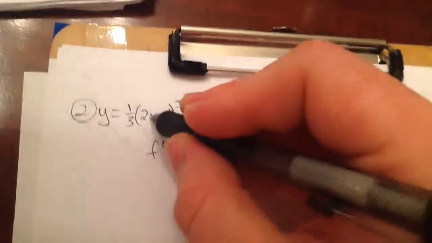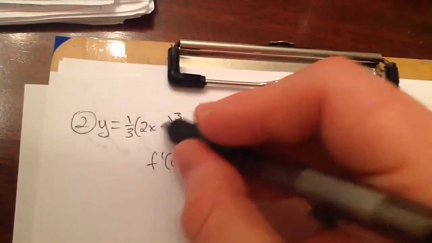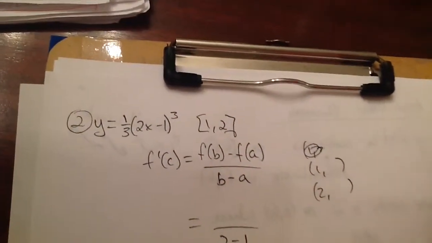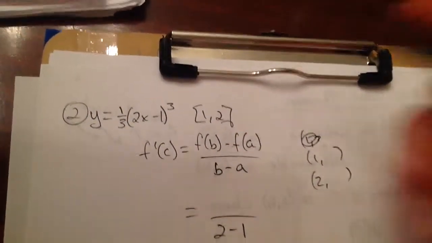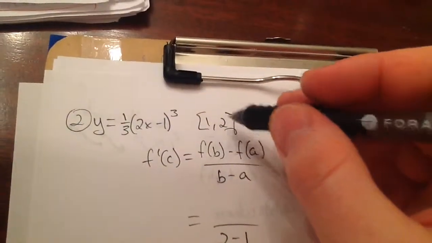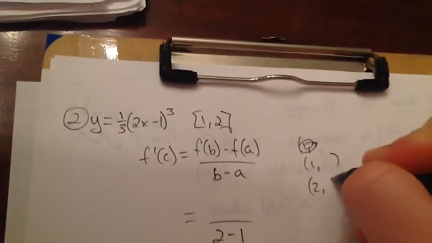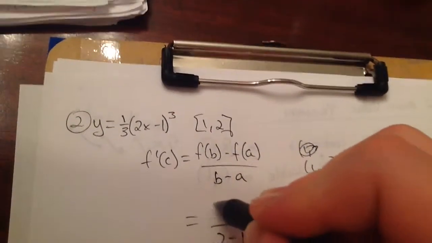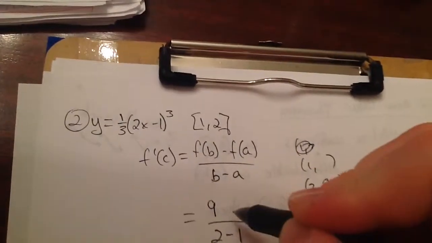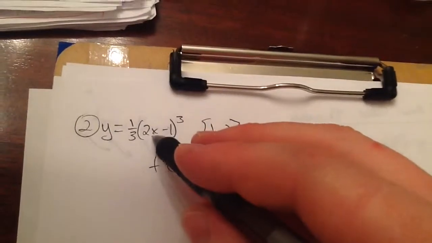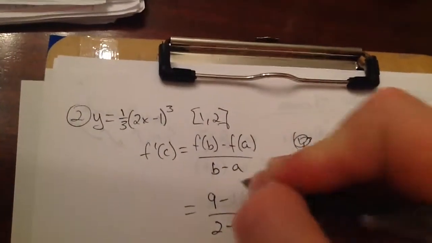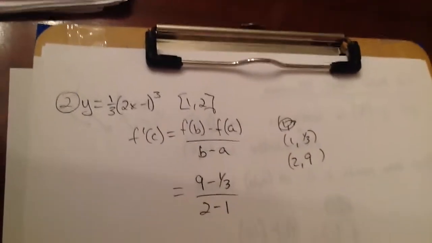So anyway, if we plug in 2 here, 2 times 2 is 4, minus 1 is 3, 3 to the third is 27. 27 times a third is 9. So I plugged in 2, got 9. Or you could have done it here, f of b, so f of 2 is 9. Minus, plug in 1. 2 minus 1 is 1, to the third is 1, times a third is a third. So I have 9 minus a third over 2 minus 1.